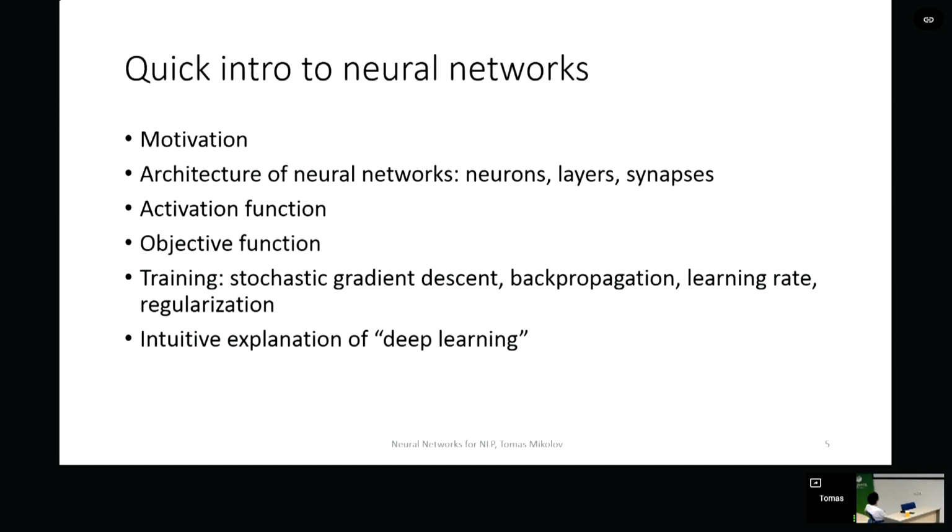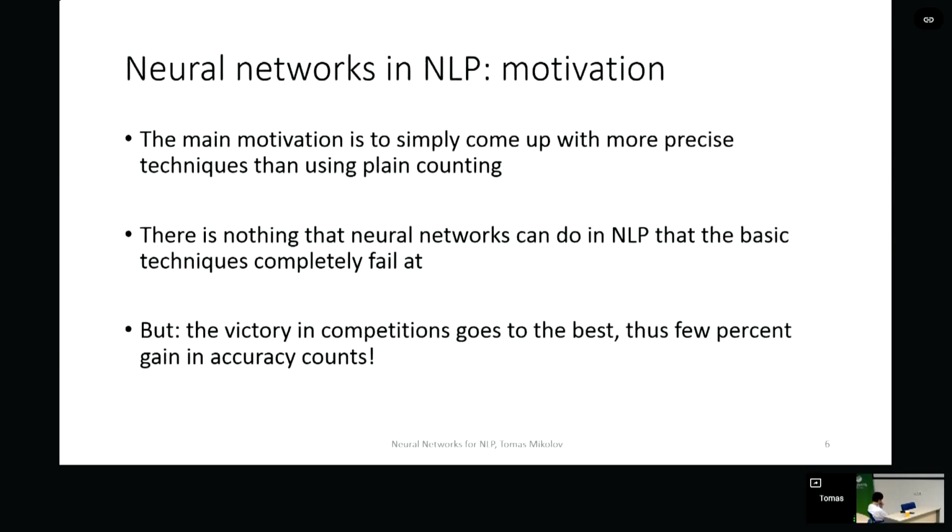For a quick introduction to neural networks, I think that many people already know this. I will go a little bit quickly over the slides, but I think it can be a good refresher in any case. So we have these basic components like neurons, layers, synapses, activation function, and objective function. And I will basically describe these terms a little bit quickly.